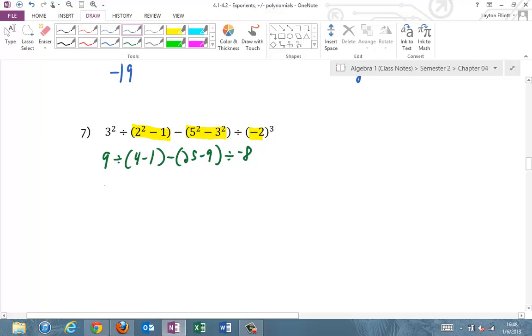Then I'm going to do the groupings and simplify those. 9 divided by 3 minus 25 minus 9 is 16. Then divided by negative 8. Next, I look for the multiplication divisions. I've got a division here, and I have a division here. So 9 divided by 3 is 3. This minus is going to hold. 16 divided by negative 8 is negative 2. 3 minus negative 2 is 3 plus 2. 3 plus 2 is 5.